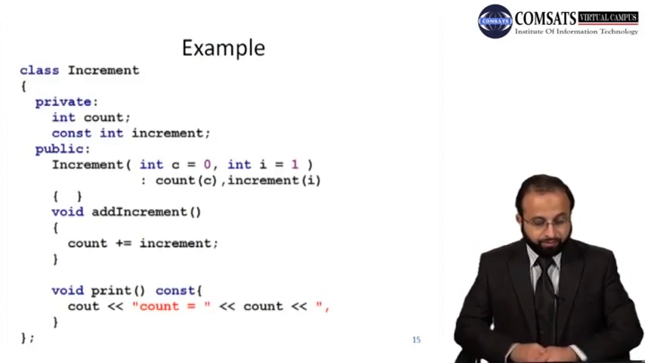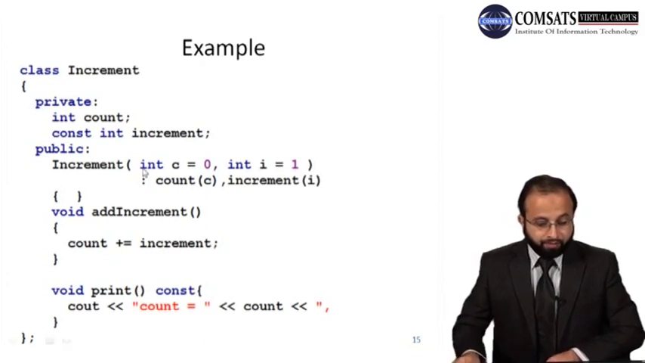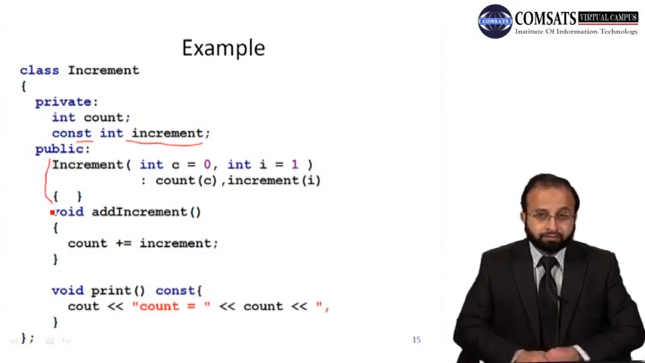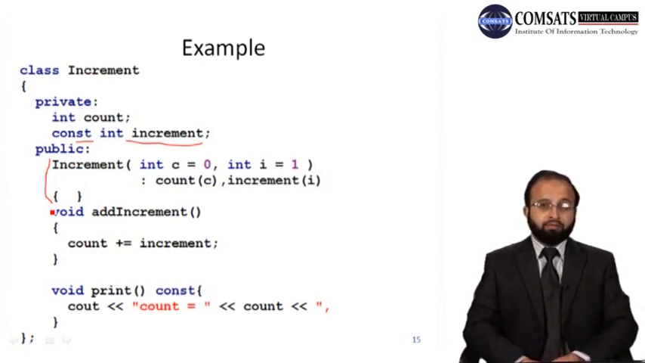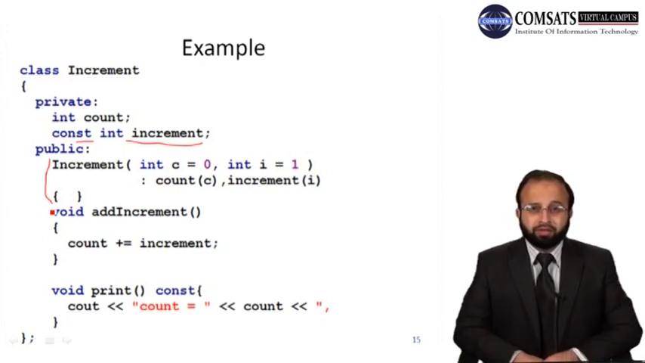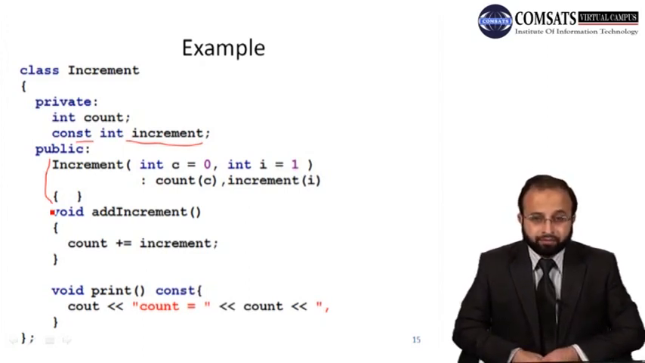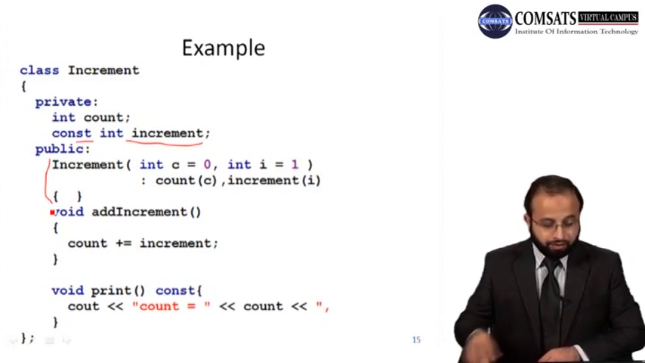So this is the example program in which we have 2 private data members, count and increment. This increment is a constant and count is a simple int type. The increment constructor is a constructor, and add increment is a function to add the increment. Why do we make the increment constant? Because increment is something like the step, how much step it should perform after each increment, right?